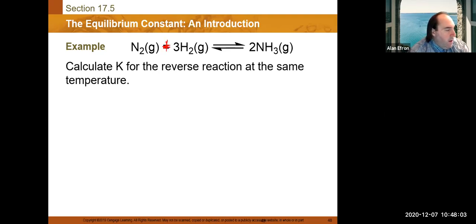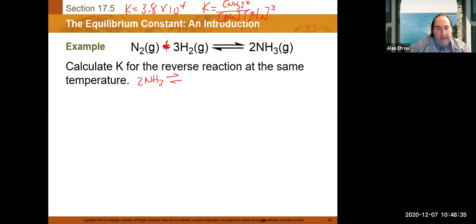Calculate the K for the reverse reaction. Okay, so this is the reverse of the reaction that we just did. Previously we calculated that the K for this reaction was 3.8 times 10 to the fourth. That really is from a K expression like it was written there, NH3 squared divided by N2 and H2 cubed. The reverse reaction would look the opposite way, where this would be our reactants and these would be our products, which means the K for the reverse reaction would be N2 times H2 cubed divided by NH3 squared.